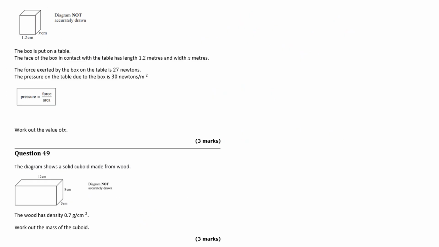Next, we've got some compound measure formulae. So working out the value of x. The value of x, it's the surface area. So it's just the area of the bottom of this box that needs to go into this formula here. So the pressure is 30. So 30 is equal to the force 27 divided by the area of the bottom of that box, which is 1.2 times x.